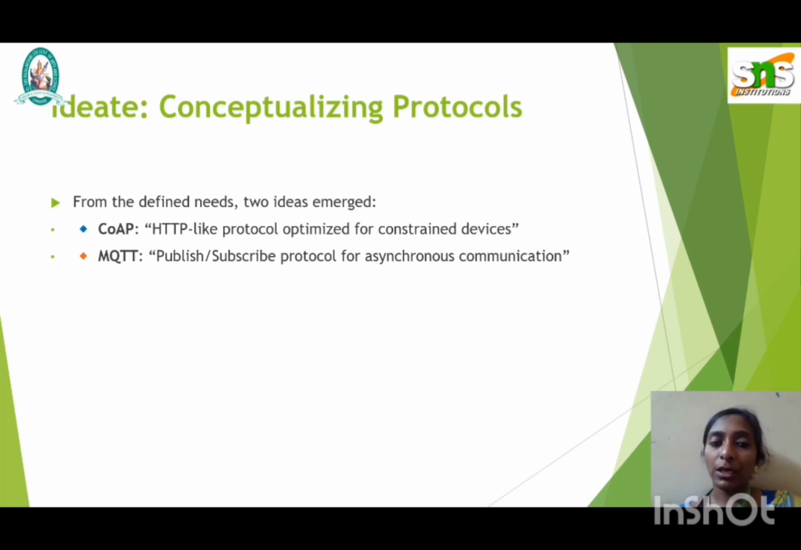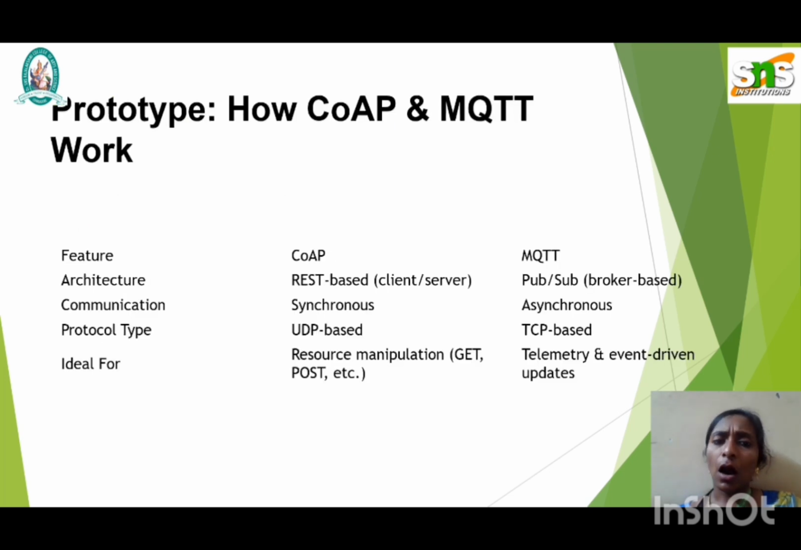CoAP performs well with low bandwidth and power. It is a client-server technology, and MQTT performs as a broker-based system. These are the prototypes of how CoAP and MQTT work. The architecture of CoAP is a REST-based client system. When the client requests the server, afterwards it performs its task.